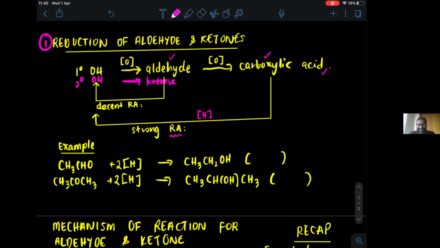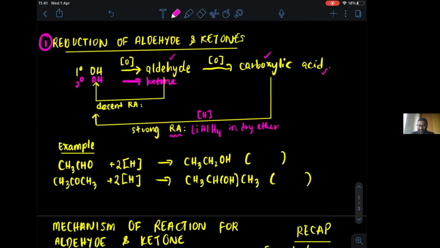How do you change carboxylic acid to become primary alcohol? It is a reduction. Justin already mentioned it's going to be reduction. So what is the reducing agent that we use? Let's not waste time. So LiAlH4, in dry ether.